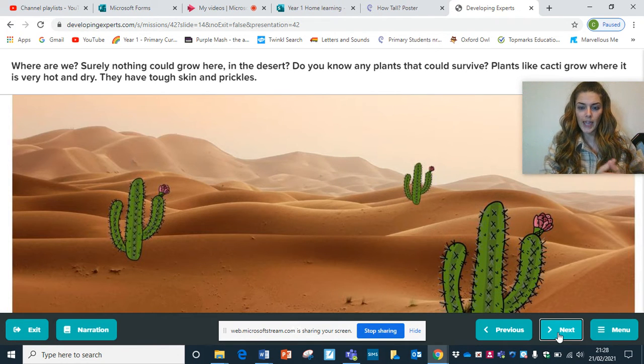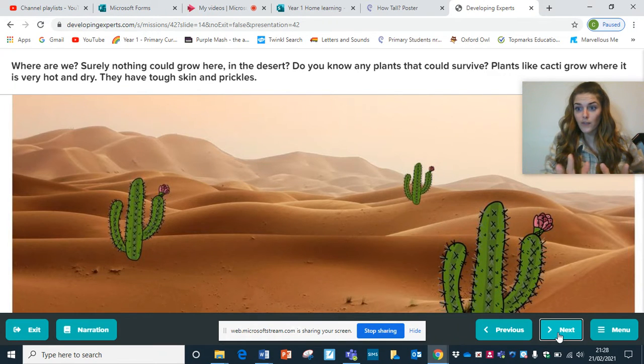So where are we? Surely nothing can grow here. Have a look at this picture. Hopefully you've noticed that it's a desert. So it says here, surely nothing can grow here in the desert. Do you know any plants that could survive in the desert, in that really hot and dry climate where it doesn't really rain very much?